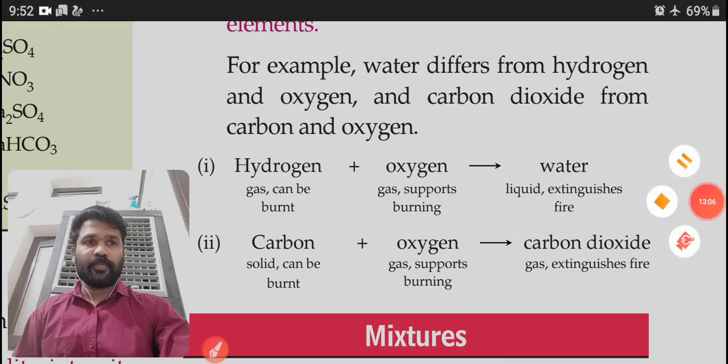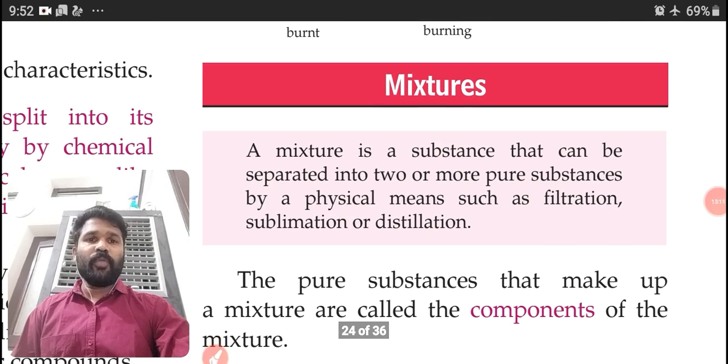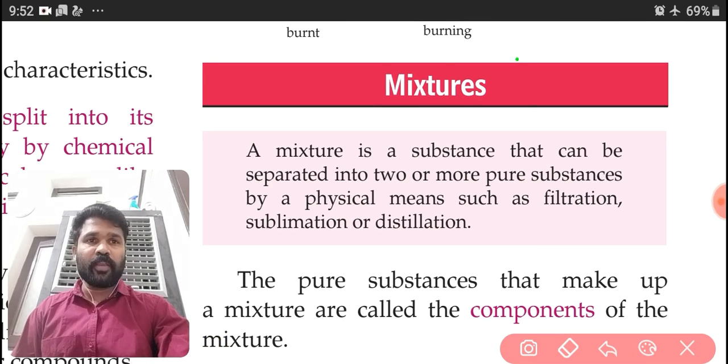Okay, students. Now we are going to discuss an important topic, mixtures.